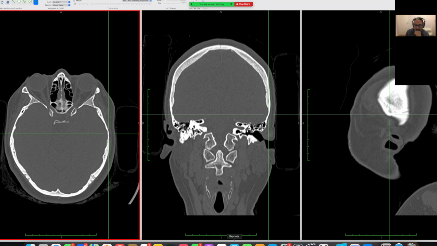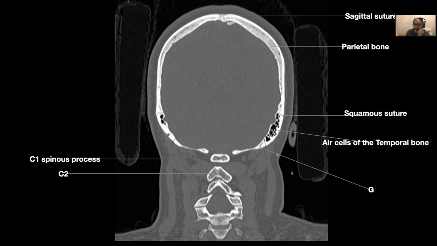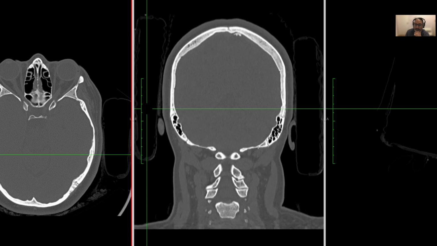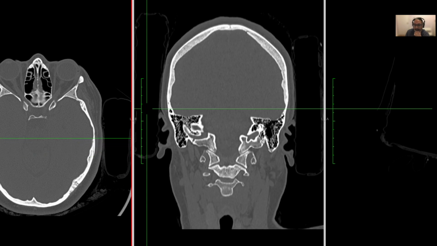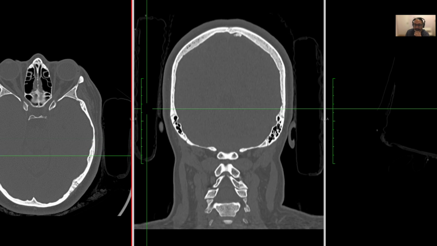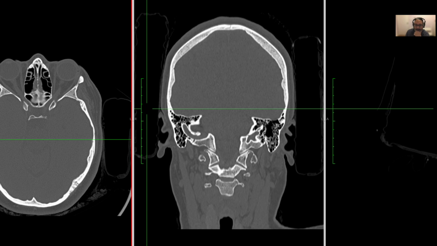Where are we now? We're here. So air cells of the temporal bone. If you said temporal bone, that's fine, air cells also. It's not the mastoid process though. Mastoid process, let me show you that also. The mastoid process is part of the bone, but here it's the mastoid process showing up. That's the mastoid process. So we're not there yet. We are here. That's where I took the image. You'll get there. You'll find the mastoid process also.